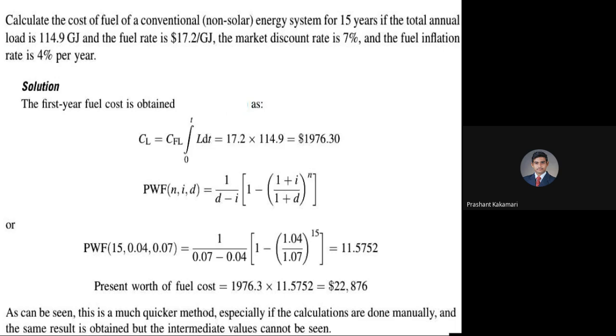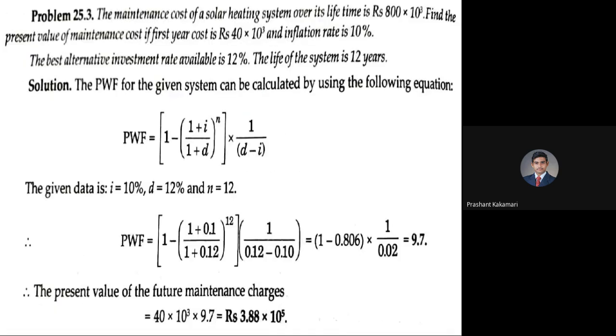Now after 15 years, what will be the cost? To find that, either you can go by the conventional method or by this formula method. What they are doing is using this present worth factor formula. After 15 years, what will be the total cost? That can be found out using the factor. Here in the question, discount is given, inflation is given. Months are not given, years are given. So I'll take the formula: 1 minus the bracket of (1 plus i divided by 1 plus d) raised to n, into 1 divided by (d minus i). Same formula, just they have swapped the parameters.